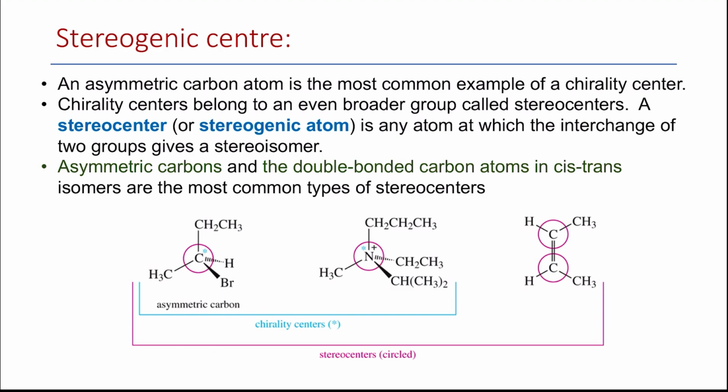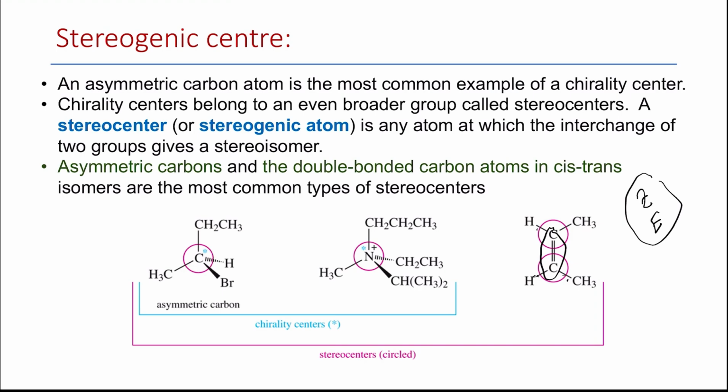And this includes anything that will give you stereoisomers, because not only chiral compounds will give you stereoisomers, but also the double bond. So we know that if we have a double bond for an alkene that has two different substituents on each carbon, then we can have the Z and E isomers. These are still stereoisomers. So we call this also a stereogenic center.